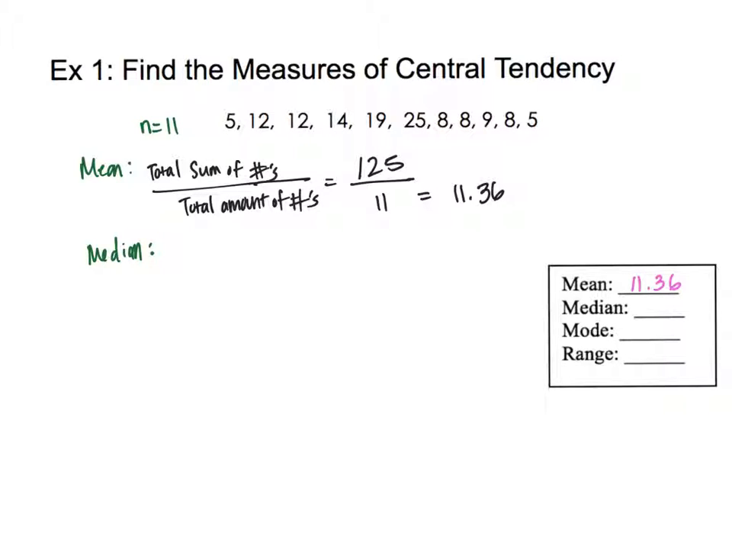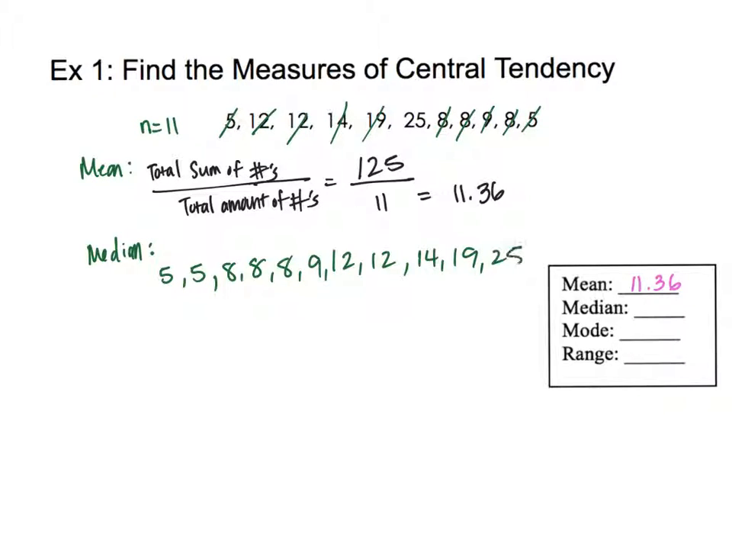So it looks like my lowest number here is 5. And there are 2 5s here. I'm going to cross that out as I'm making my list so that I don't get confused about which numbers I haven't used. 8 is next. There are 3 8s here. Let's see, what's the next number? 9. Then 12. Then another 12. 14, 19, and 25. All right, so here's my list of numbers.